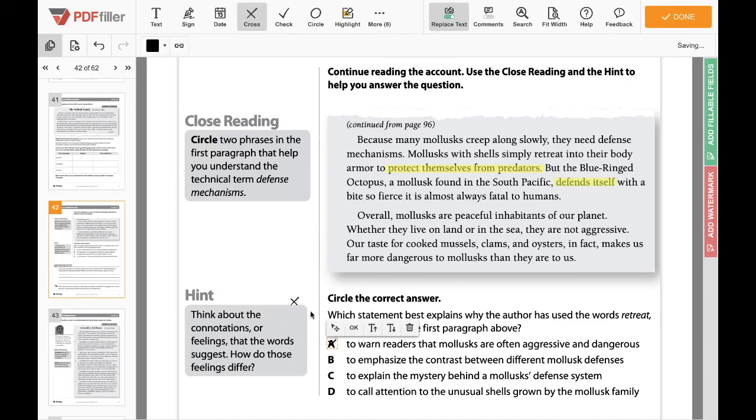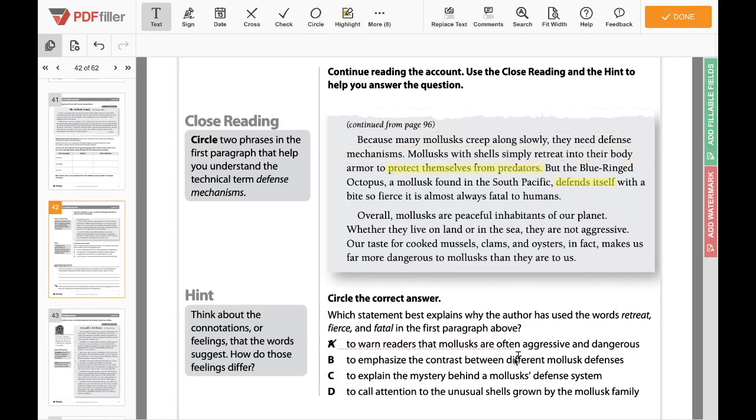How do we know that that one is not an answer? Well, because in the second paragraph it says, whether they live on land or in the sea, they are not aggressive. Well, obviously she's not trying to tell us they're aggressive and dangerous because she literally says right here that they're not aggressive and dangerous. So we can immediately rule that out.